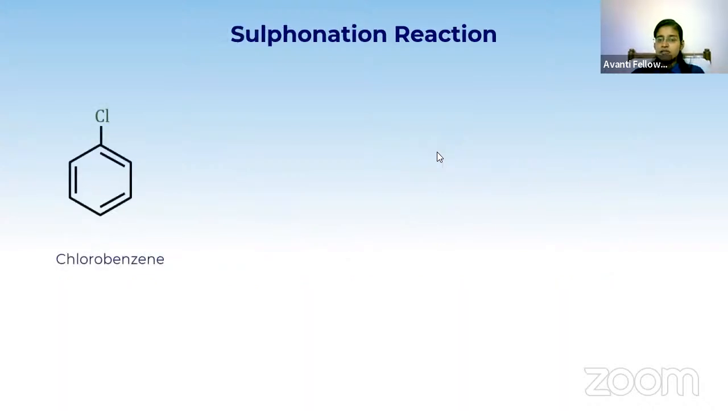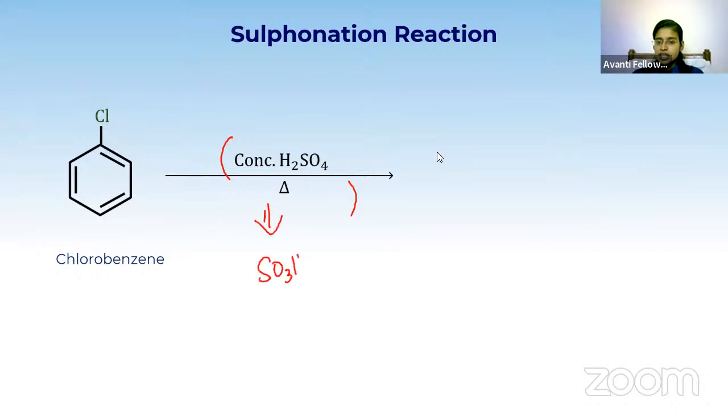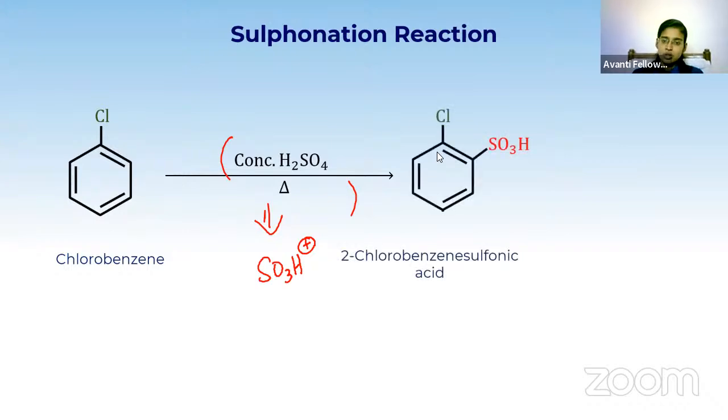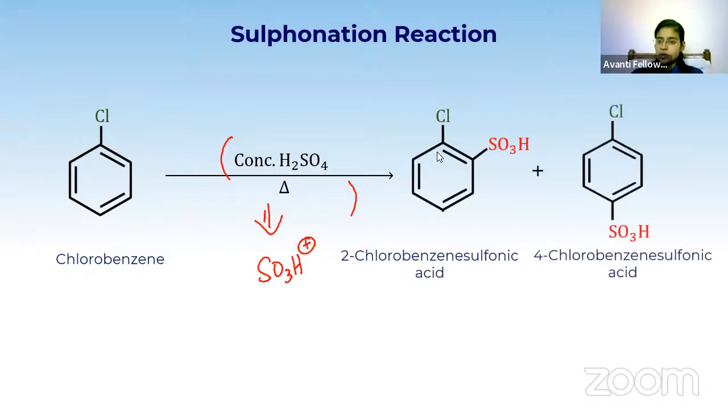So in case of sulfonation, chlorobenzene is treated with concentrated H2SO4. Concentrated sulfuric acid on heating is the sulfonating agent. And from this electrophilic reagent, we will get SO3H plus as an electrophile. Electrophile is SO3H plus. And that SO3H plus will go to ortho and para. Okay. So this compound is called benzene sulfonic acid.